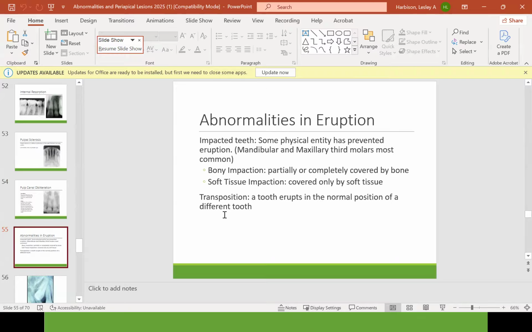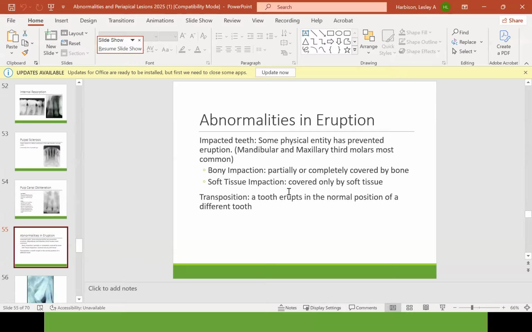Some teeth are bony impacted. Most commonly it's our third molars, but it could be a canine, a premolar, or other teeth too; a lot of times we think of our wisdom teeth as being impacted. Soft tissue impaction is when the tooth is out of the bone but covered in tissue. We even see that on our Dexter, where it's popped through the bone, but if Dexter had tissue, it would be covered.